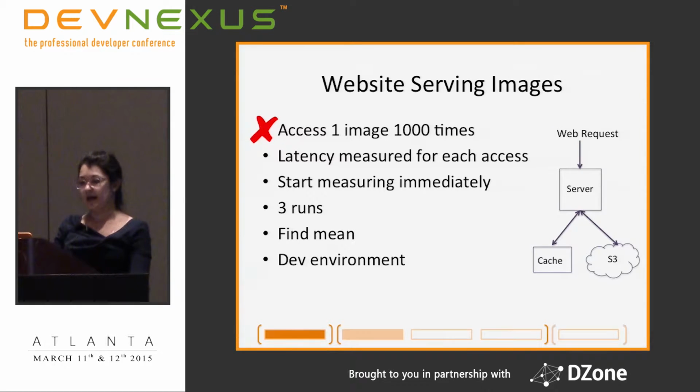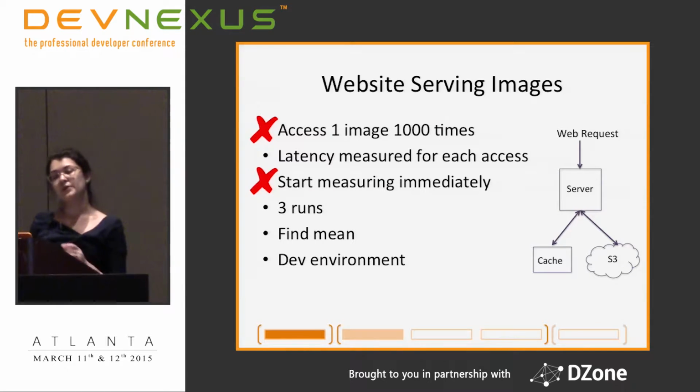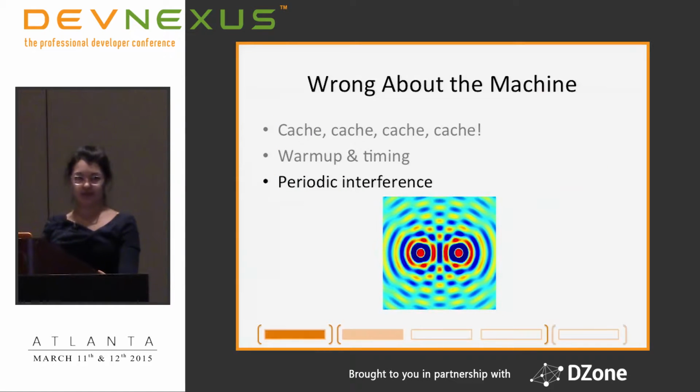So in this case, measuring latency during warm-up will skew our results to the high latency side. So it shouldn't be part of the benchmark because we're interested in the steady-state performance of the application. Now let's talk about periodic interference.